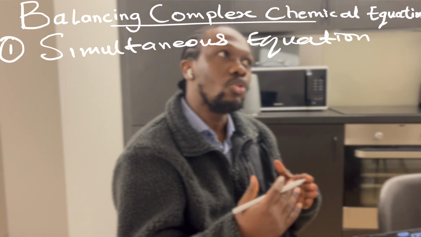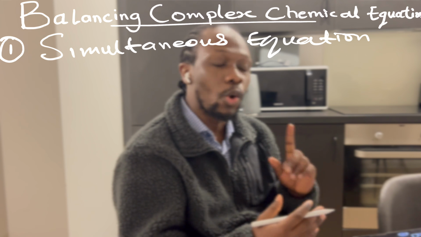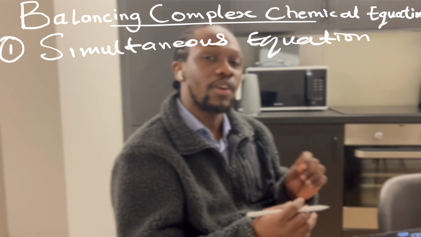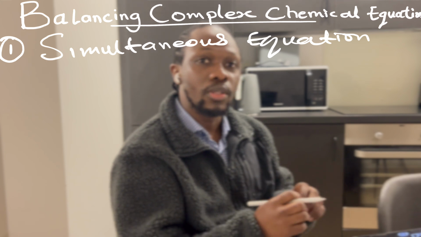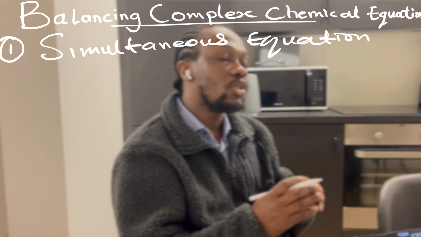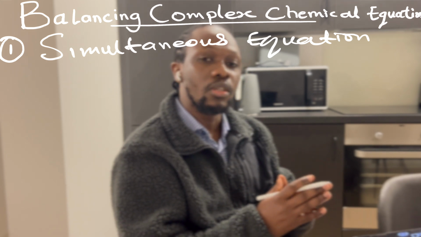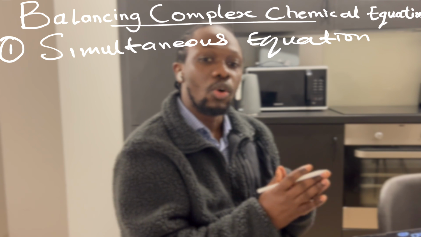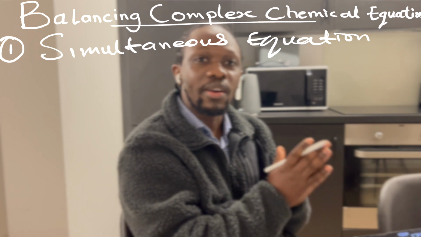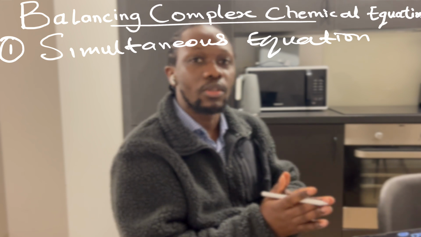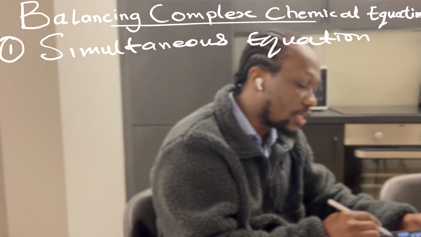Why are we using the simultaneous equation method? Number one, it is very fast and reliable. Two, it is concise. Three, it is straight to the point. So while using the simultaneous equation method, there's a goal, or a step-by-step process for you to arrive at a particular result.